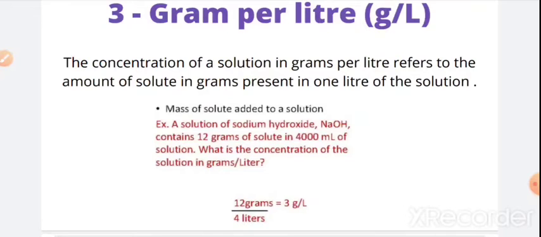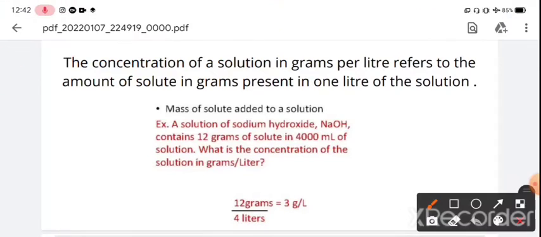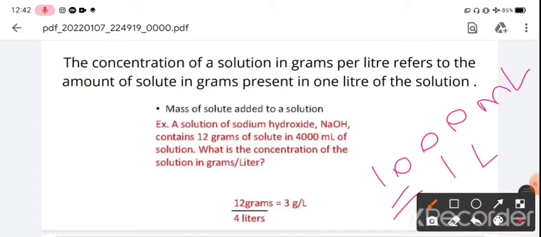Let's take the example. A solution of sodium hydroxide contains 12 gram of solute in 4000 ml of solution. Over here 4000 ml of solution is given, so we don't have to add the solute to this. What is the concentration of the solution in gram per liter? We just have to convert ml into liter. You know that 1000 ml is equal to 1 liter. Just calculate this for 4000 ml.